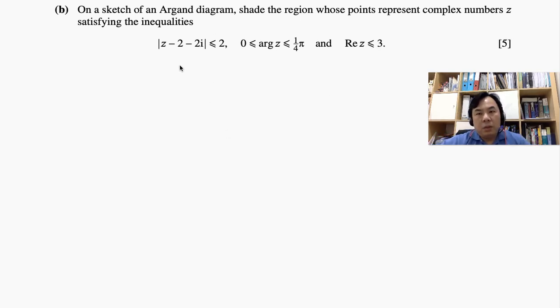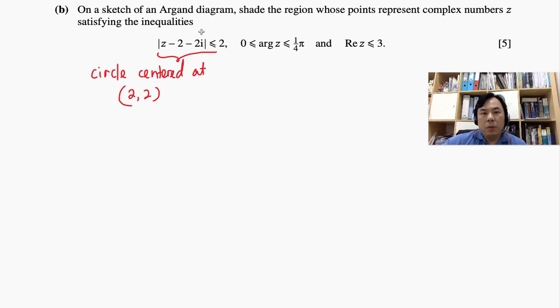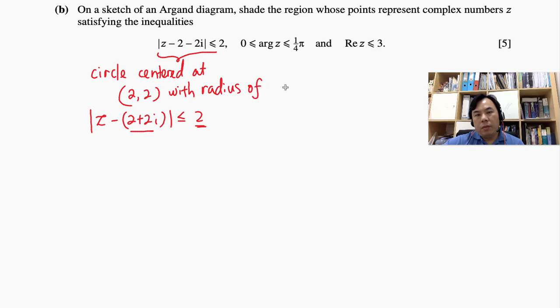Okay, now let's try to get the correct perspective on each one of these. This is basically a region within the circle itself. So this is actually a circle centered at the coordinates of 2, 2, right? So always rewrite this as z minus 2 plus 2i there. So from here you can see that right now this is the center, and then this part here will be the radius, centered at this with radius of 2 units.